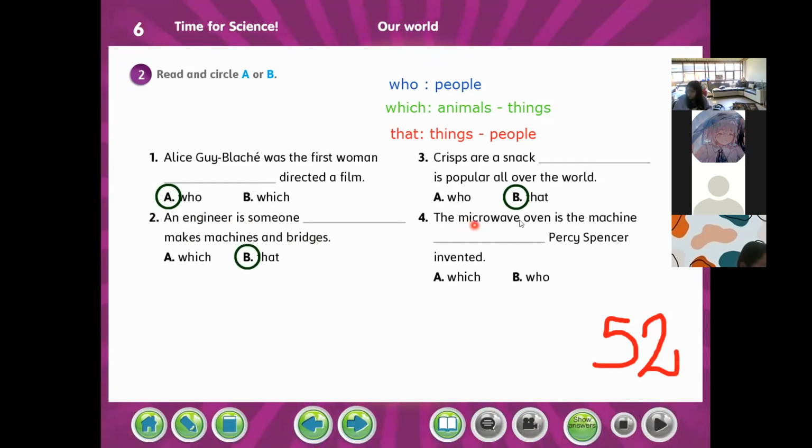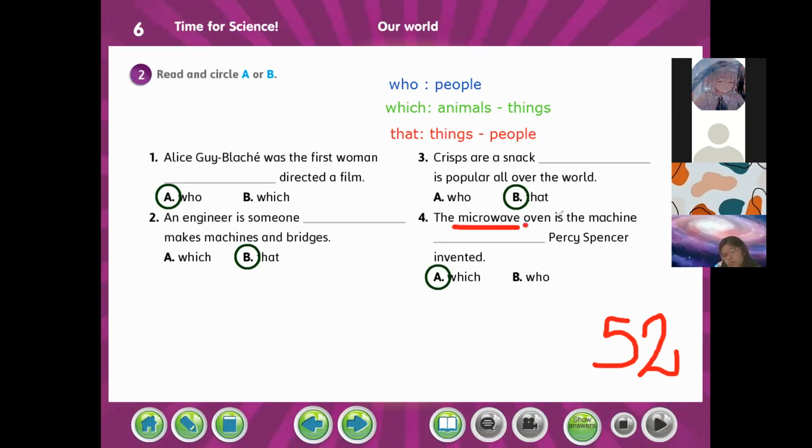The microwave oven is the machine which Percy Spencer invented. Very good, Sebastian. Which, my friends? Teacher, but it says Percy Spencer. Yes, but he's talking about a microwave. This thing. Okay? Thank you, Sebastian.